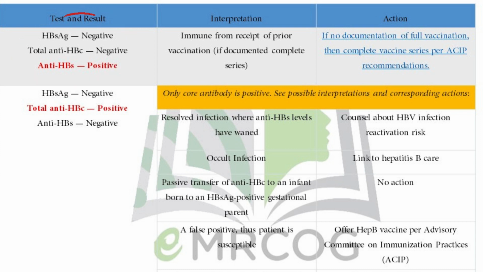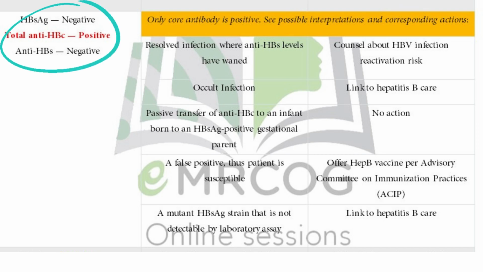So when we have only total antibodies to the core, this could be acute infection or resolved infection or passive transfer of those antibodies from the mother to the fetus, if we are talking about a pregnant woman, or simply this is a false positive result, or in very rare cases, a mutant strain for hepatitis.